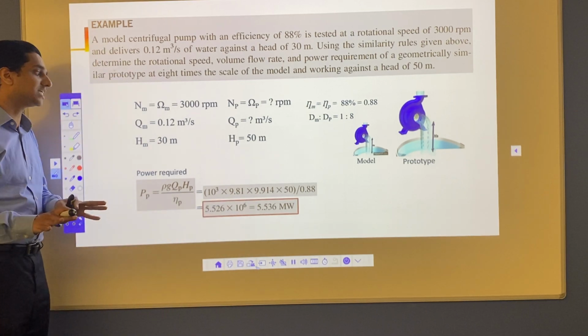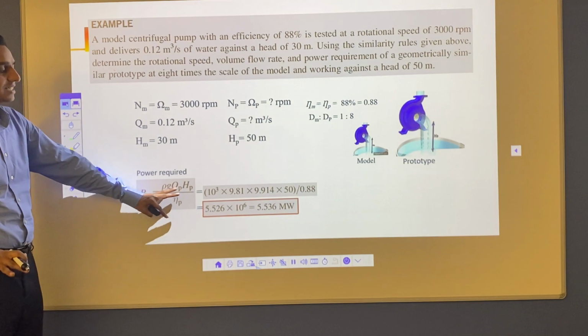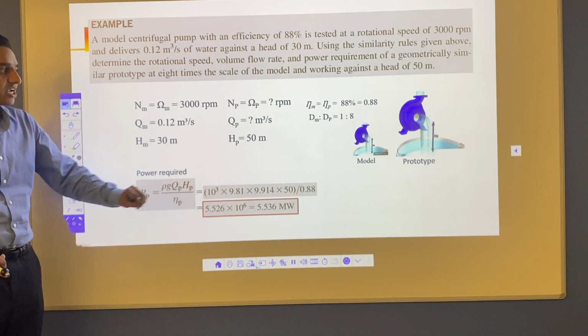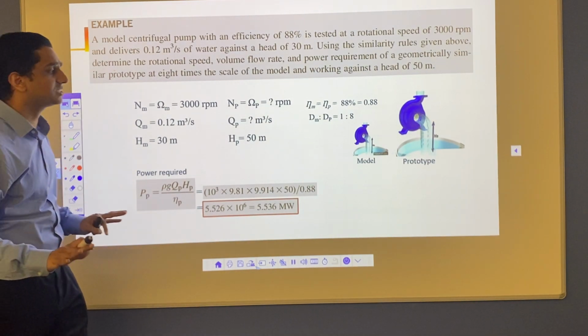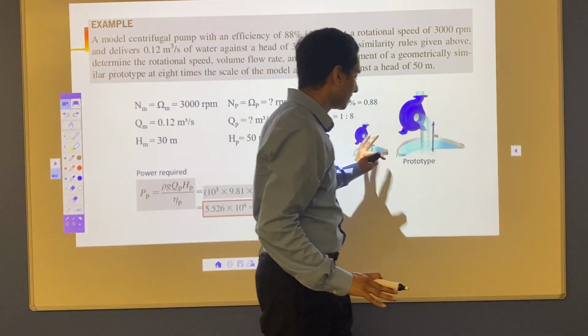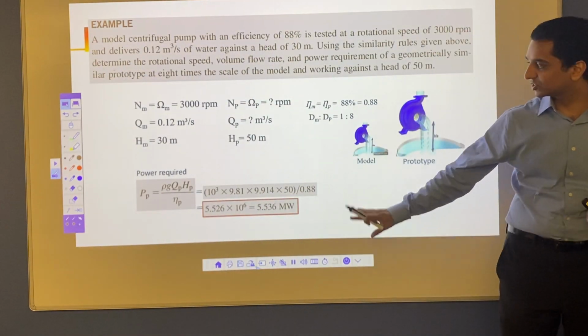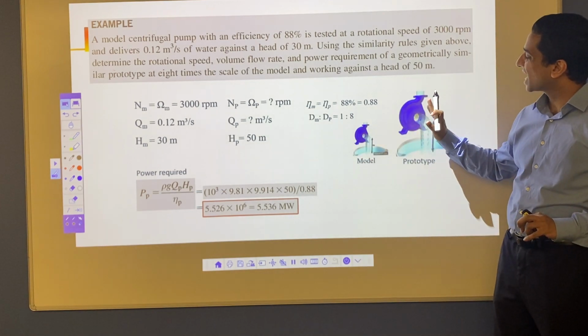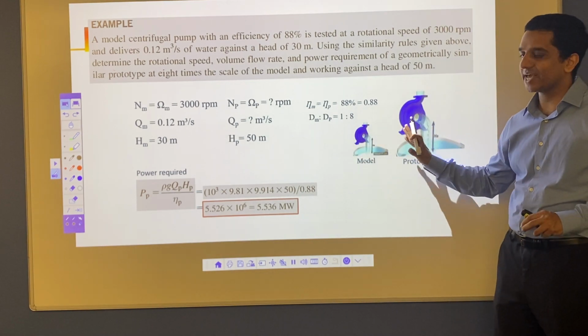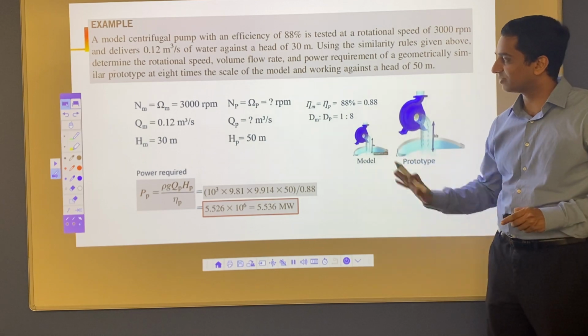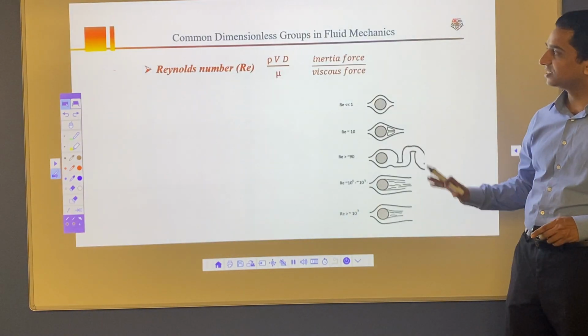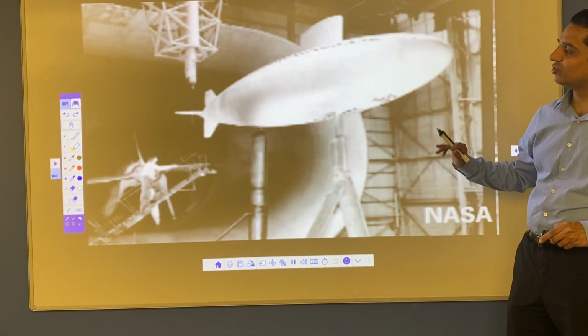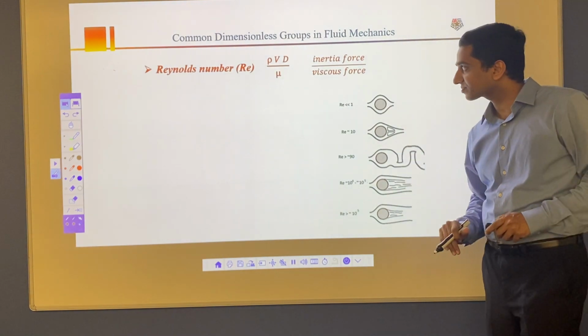This is a very simple example. All you have to do is understand the formula, put the numbers in and get your results. But make sure that you understand what you are doing. You have data for the small model pump, and you are using the data to predict how this big pump will behave, and that's the whole idea of dimensional analysis. There is a video, you can look at the video later in the PowerPoint.